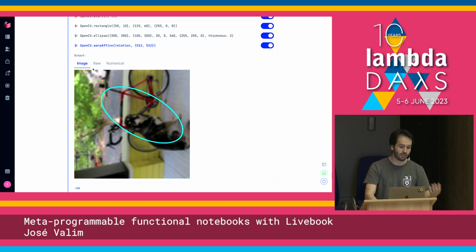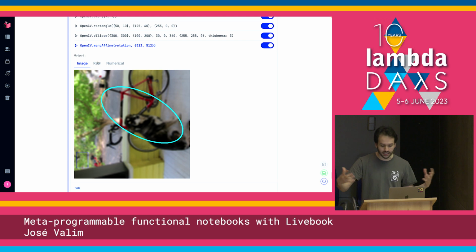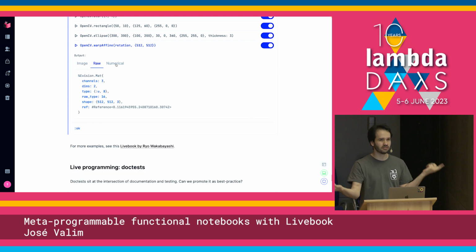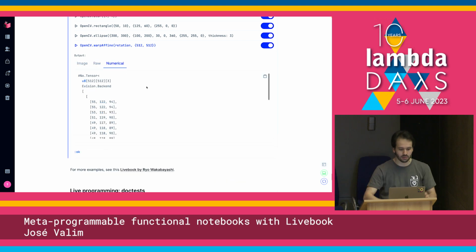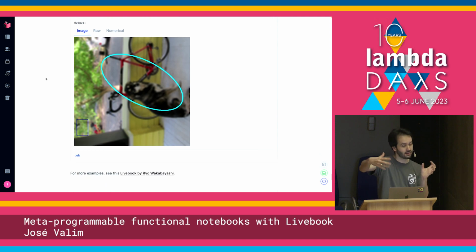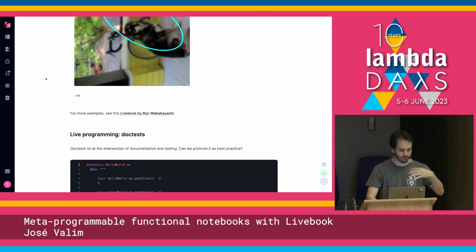Something else that I didn't talk about is that the outputs themselves, as we can see here, can be tabbed. So something like an image does not have only a single representation, right? You can have the actual image. You may want to see the data structure coming from OpenCV, or you may want to see the actual numbers that comprise the image. So you have different representations as well.